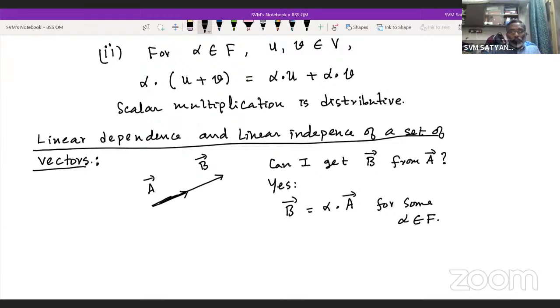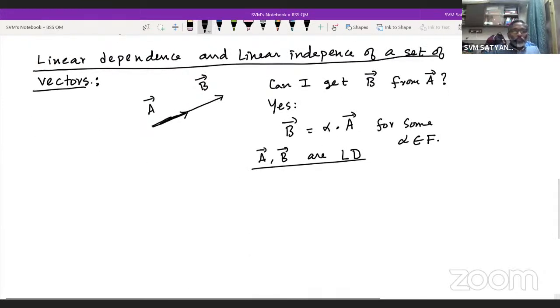In this case, we say that these two vectors are dependent, because I can write B linearly depending on A. So A and B are linearly dependent. If we can obtain one from the other, we say that they are linearly dependent.